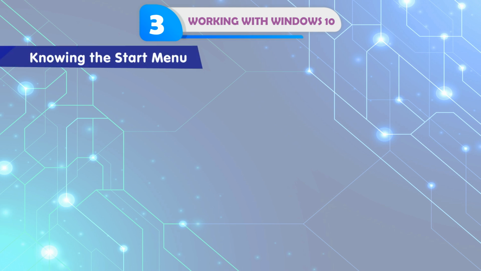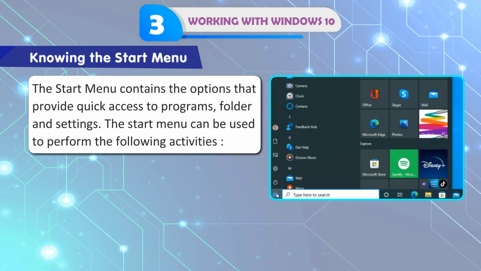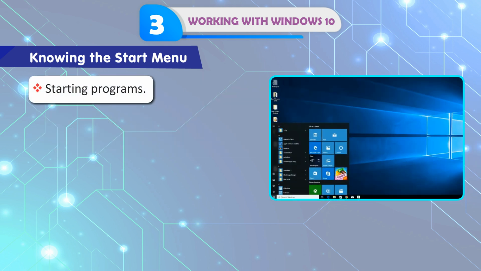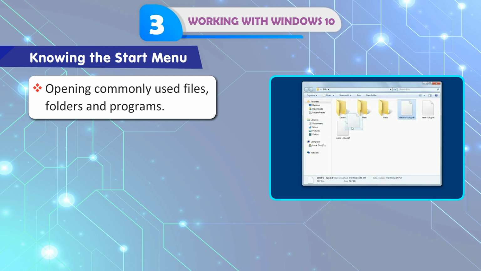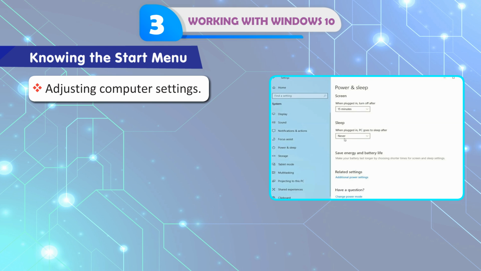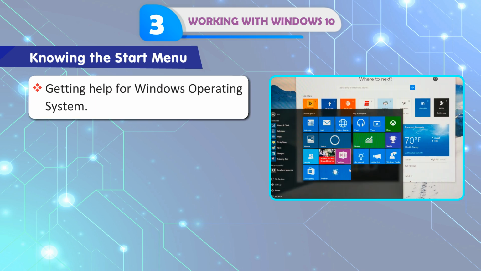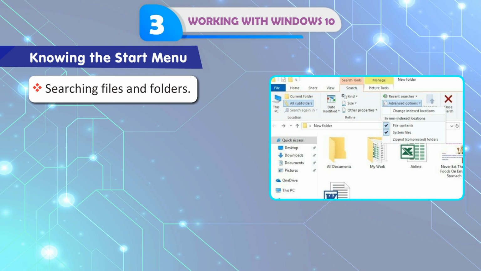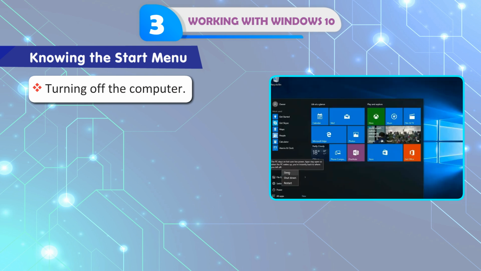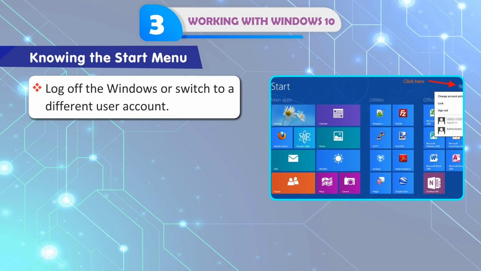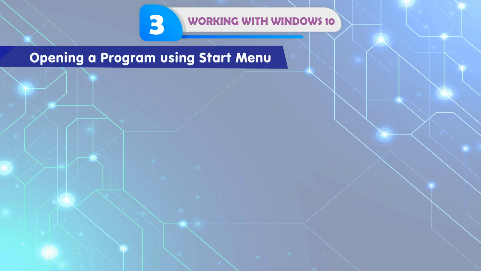Knowing the Start menu. The Start menu contains the options that provide quick access to programs, folders, and settings. The Start menu can be used to perform the following activities. Starting programs, opening commonly used files, folders, and programs, adjusting computer settings, getting help for Windows operating system, searching files and folders, turning off the computer, logging off Windows or switching to a different user account.